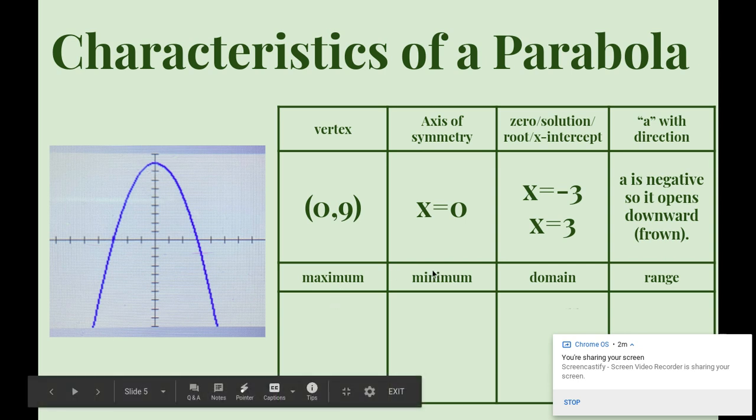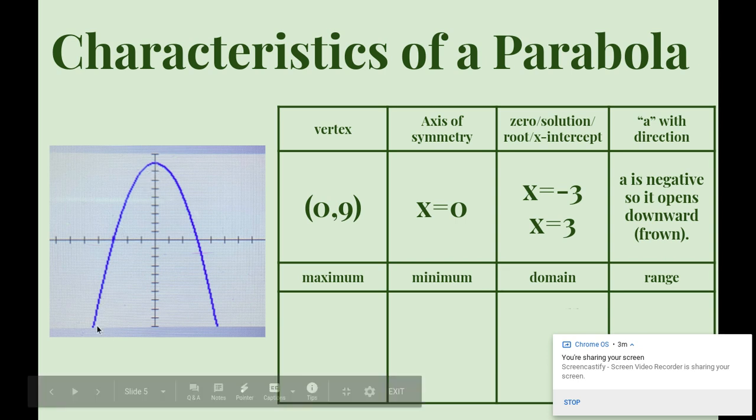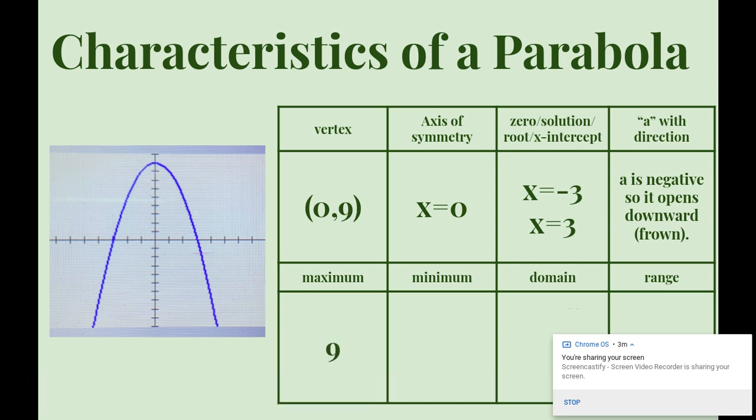The next two, max or min, you're only going to have one or the other. It depends on if you're opening upward or downward. We are opening downward, so we have a maximum point. This is the highest our parabola will go. Now, it can go forever downward in this direction, but it's only going to go up to this point. So whatever you have, a maximum or a minimum, that's going to be the y value of your vertex. So in this case, we do have a maximum, and our maximum is 9. Since we have a maximum, we do not have a minimum, so I'm going to put none there.